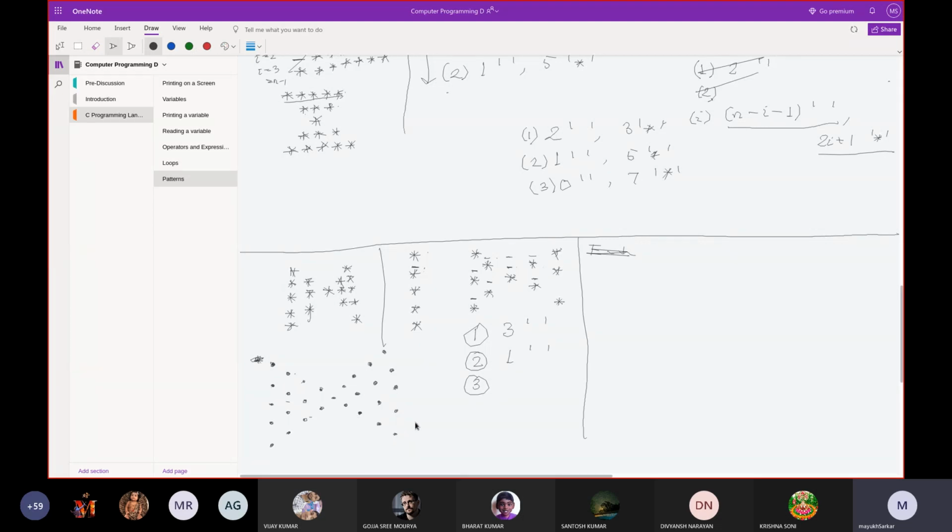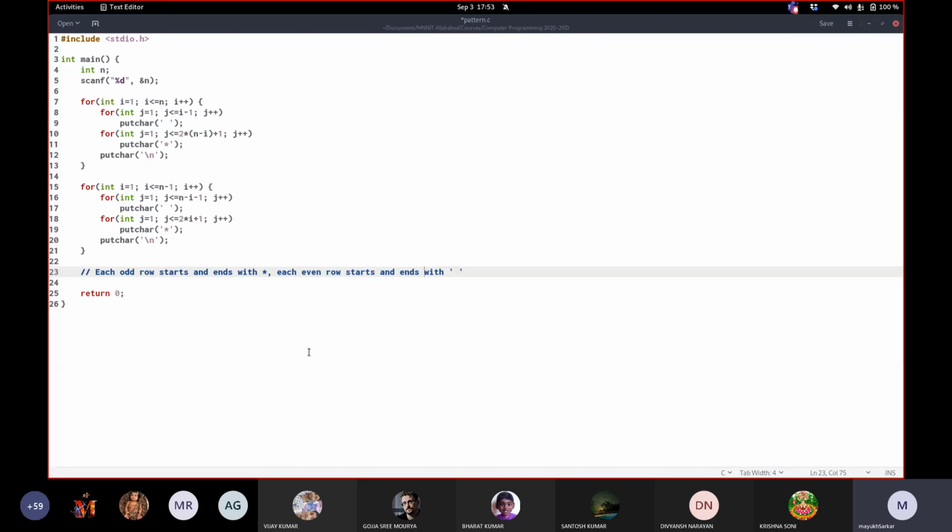Now while drawing, I observed one thing: every odd row starts with a star, and every even row starts with a space. At every odd row, not every odd position, but only the odd positions have a star, whereas in the even row, only the even positions have a star. You observe this.